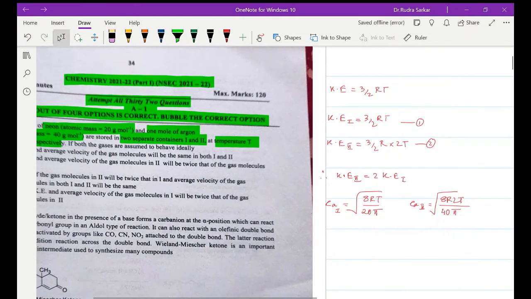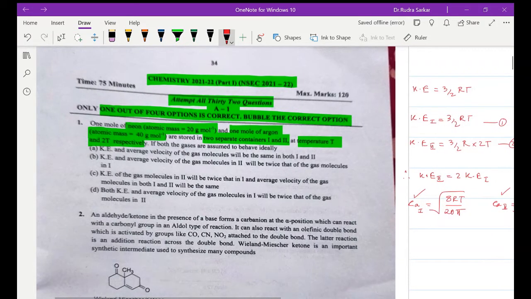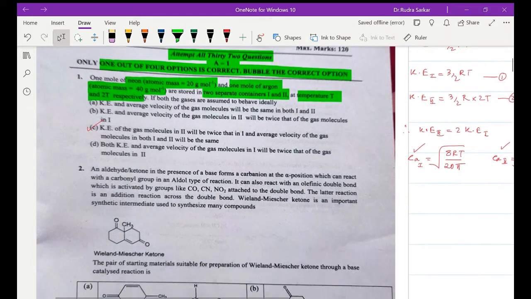And now if we compare, we will say the average velocities for the gas molecules in container 1 and 2 are the same. So average velocity is the same, but the kinetic energy of container 2 molecules is double the kinetic energy of container 1 molecules. So over here, option C is the correct option.